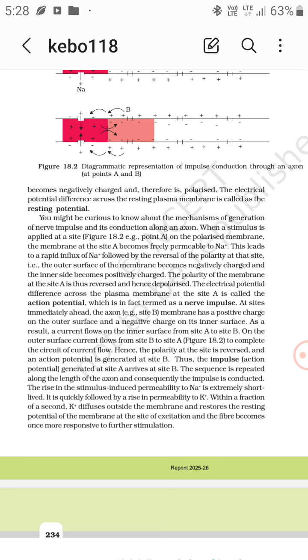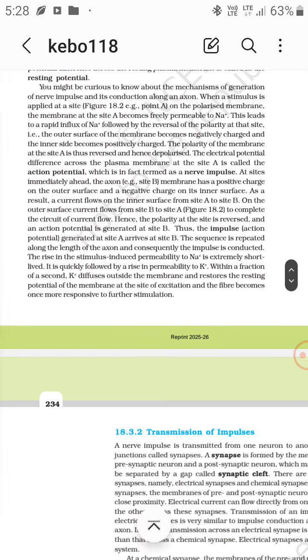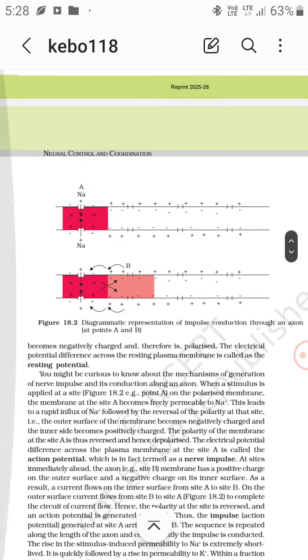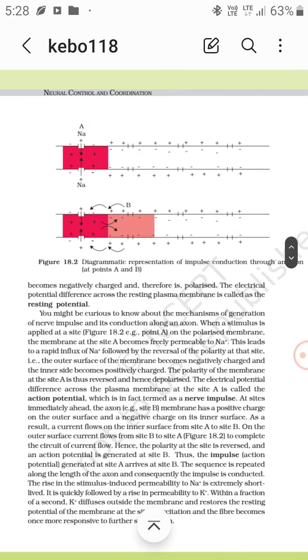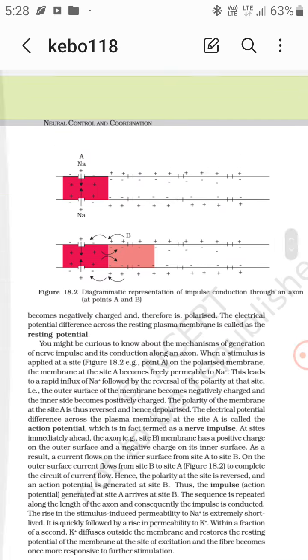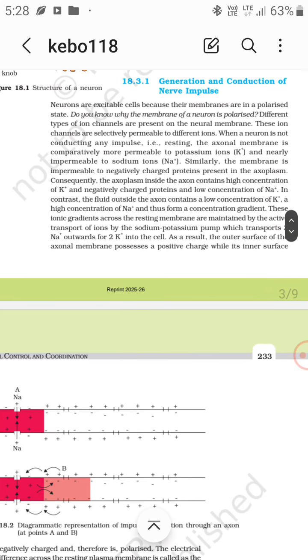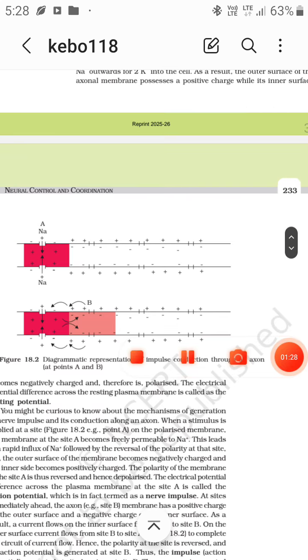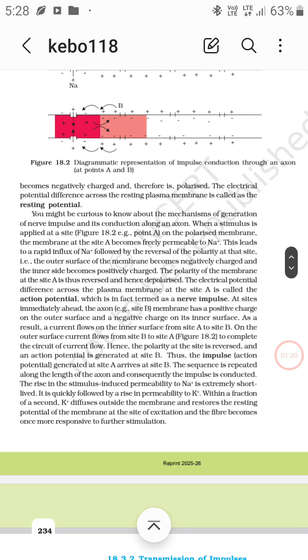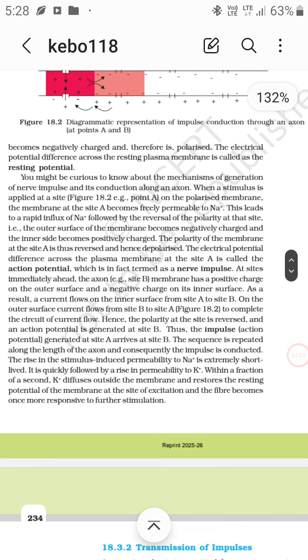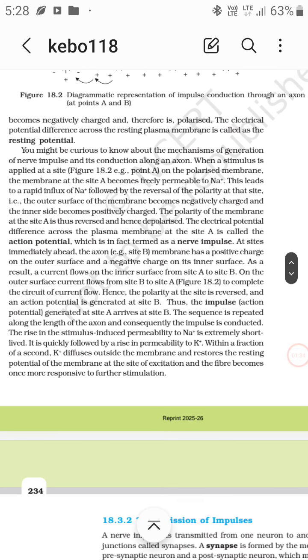And what is the resting potential? You can see the electrical potential. So this is the resting membrane. It is in a polarized state. Remember, the resting membrane is in a polarized state. So when the stimulus is there, it is depolarized. Thus the impulse is generated.